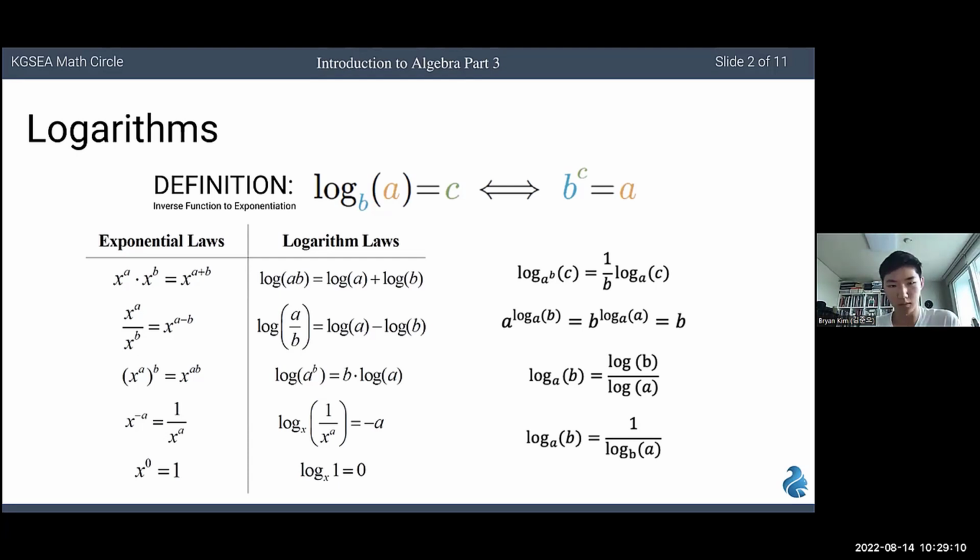The laws you see below are the logarithm laws, and this table on the left demonstrates how each logarithm law was derived from exponential laws. The laws on the right are properties that are unique to logarithms and that you should just memorize in order to be able to apply them to AMC problems. I'll give you a few seconds to look over it.